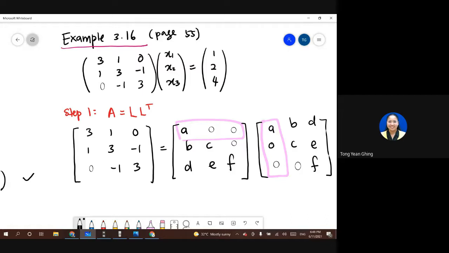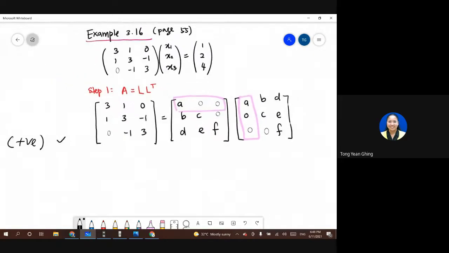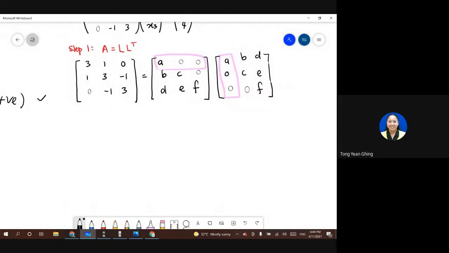And then we compare element by element, like the previous, as I do in a table like this.